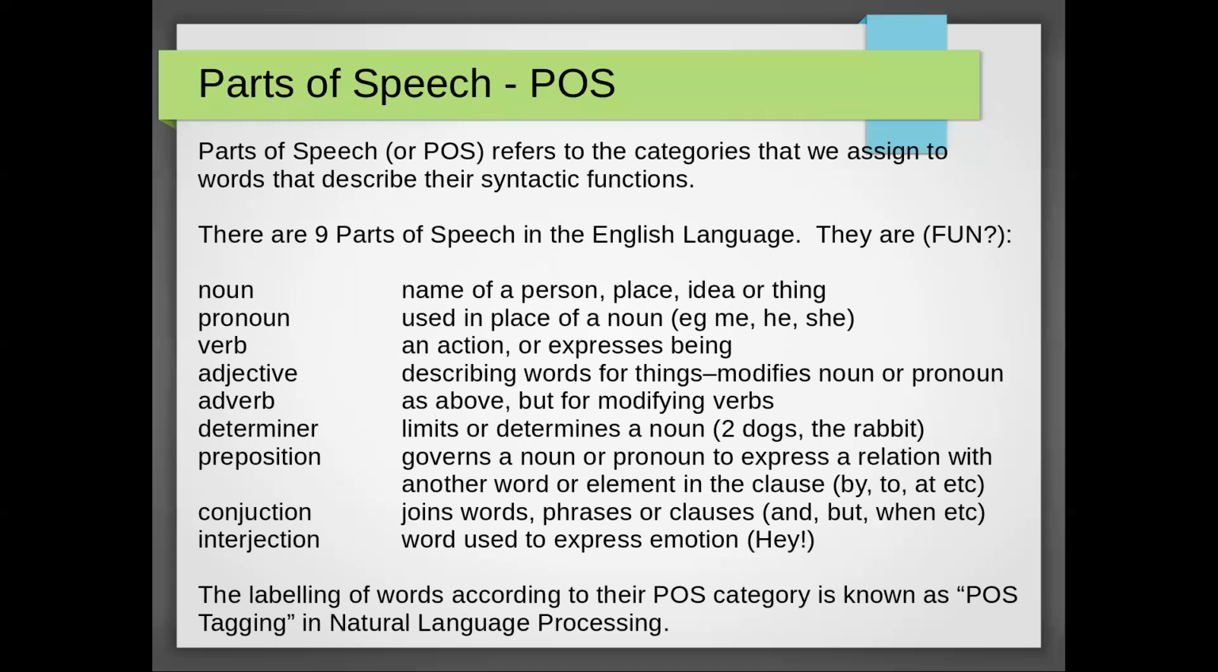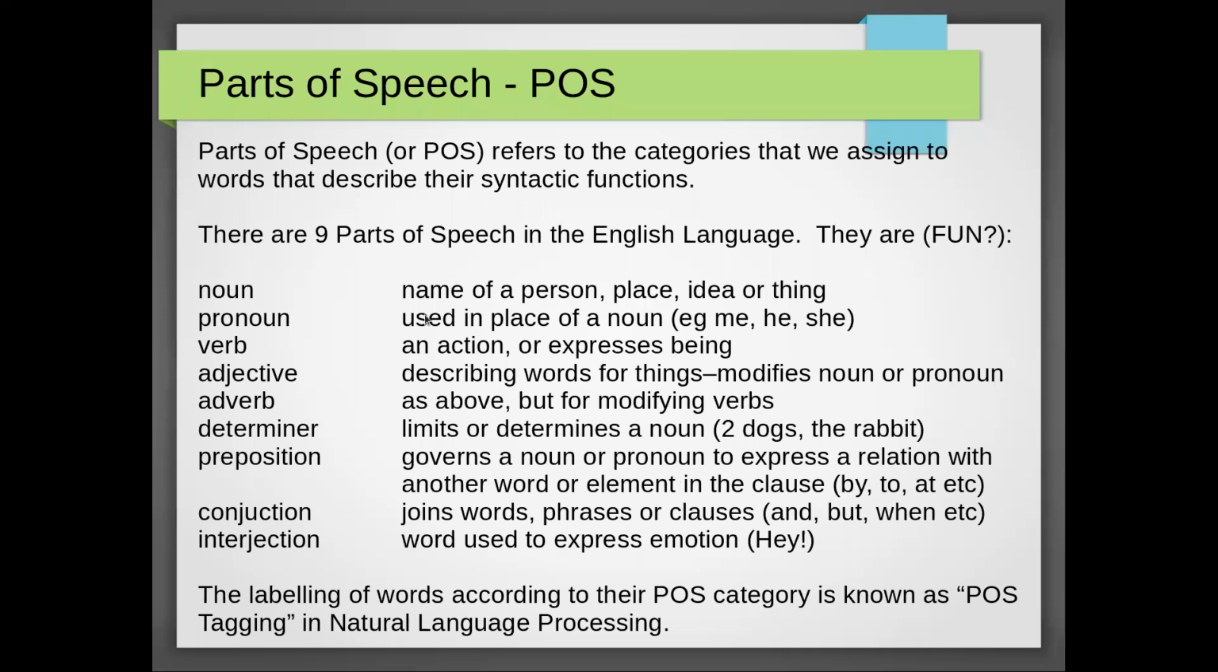To help us do some of this, we can do parts of speech tagging. We talked about parts of speech and how there are 9 parts of speech within the English language. And basically a part of speech, or POS, indicates the category to which we assign a word in the context of the sentence to describe its syntactic function. So what role is this word playing in this particular sentence? And that's known as a part of speech, and the way in which we label those parts of speech is known as POS tagging in natural language processing.